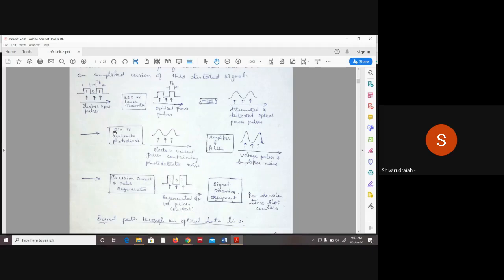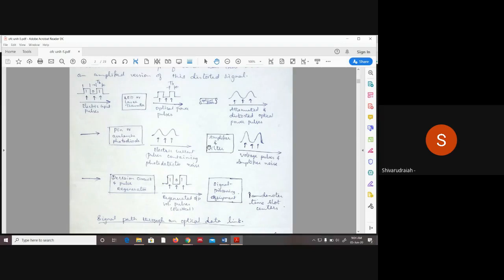So these attenuated optical pulses are converted into attenuated electrical current pulses which consist of photodetector noise, because the photodetector is also one of the active devices. It is going to introduce its own noise. So whatever output comes out of the photodetector will be in the electrical current pulse form, along with the attenuated and distorted shape of the pulses. And also photodetector noise is added into this electrical signal. So we have the electrical form of the pulses, which is distorted and added with the photodetector noise.